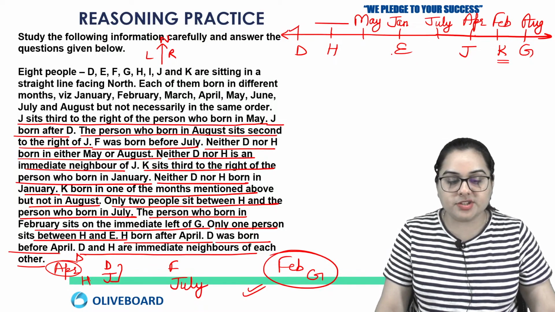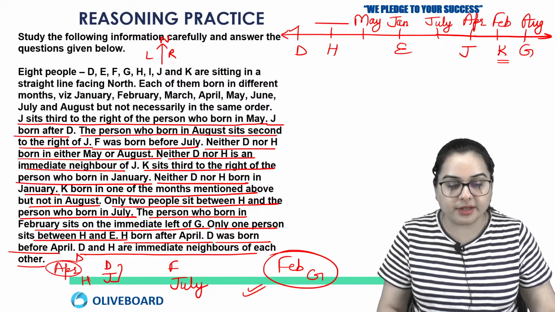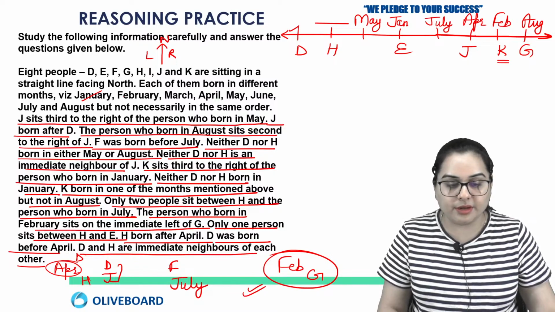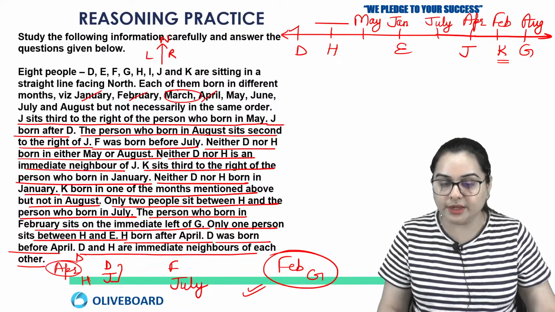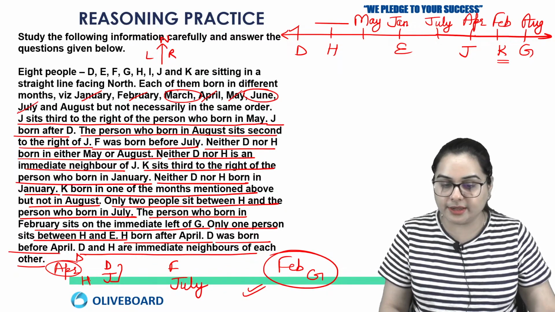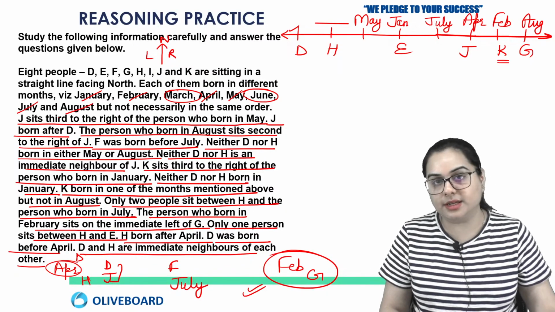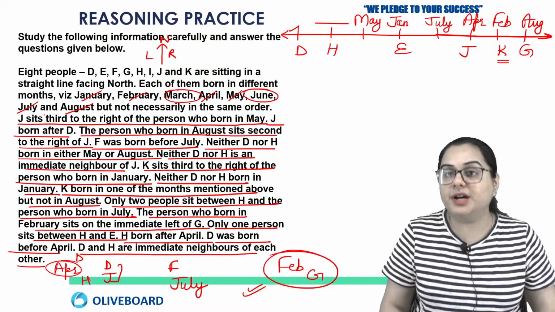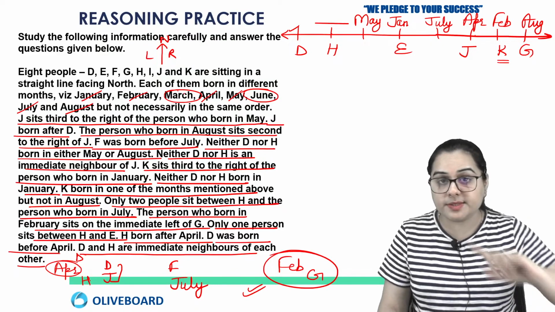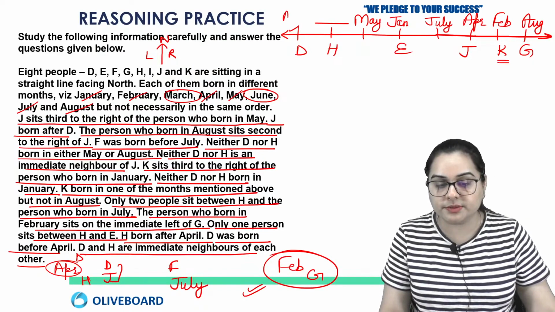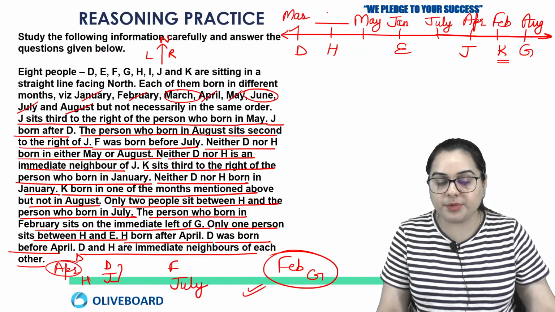Okay. And now just check which are the months that are left. We are done with the month of Jan. Okay. Feb we are done. Next March we have not done yet. After March, April done. May done. June not done. July done. And August done. Okay. So we are left with March and June. So now D is before April, so D will be March. And H is after April, so H will be June.